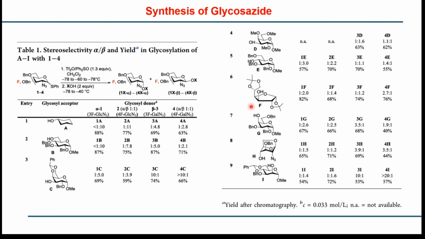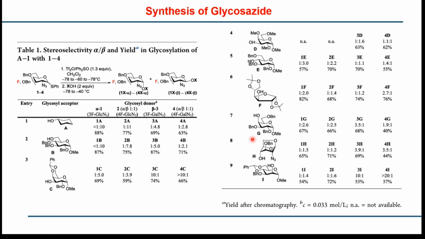But in case of axial hydroxy acceptors, there is not much stereoselectivity, because there is no role of the acceptor as such. The only way here, the beta is a little more, is because of the way the intermediate is getting activated, or which intermediate is more stable. So that we'll discuss later.